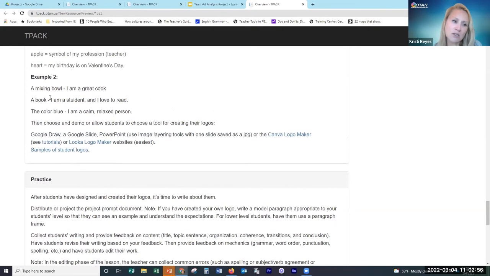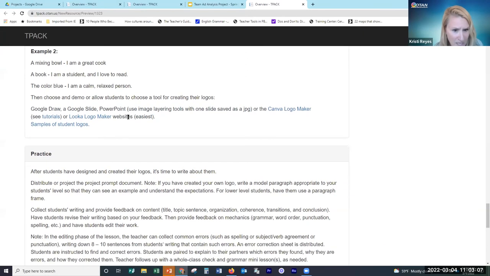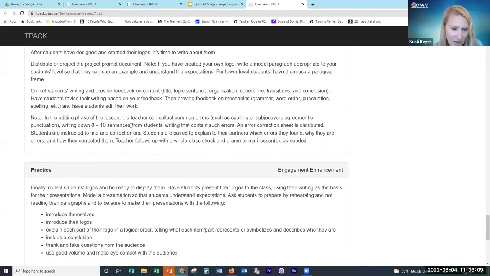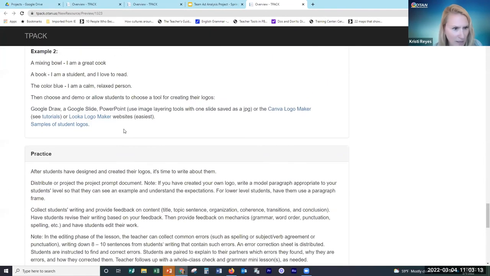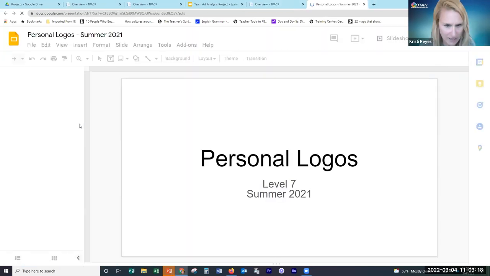So first they need to think about important things that they want the world to know about them, and what kind of imagery would represent that. So then they do the writing, get feedback on the writing, and make a presentation, a slideshow. So let me just show you some samples of the logos that they created.